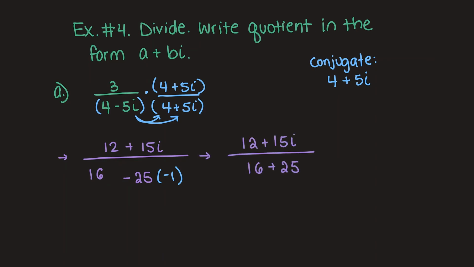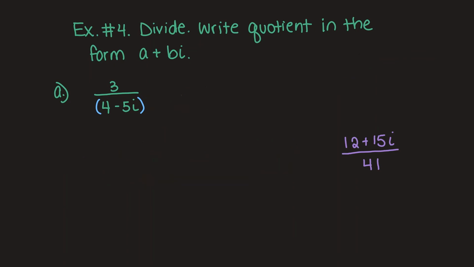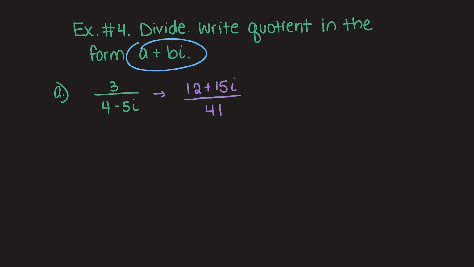And this simplifies to 12 plus 15i over 41. And now we've eliminated the i from the denominator. Since we have to get it in the form a plus bi, we can separate this as two fractions. So we have 12 over 41 plus 15 over 41 i.